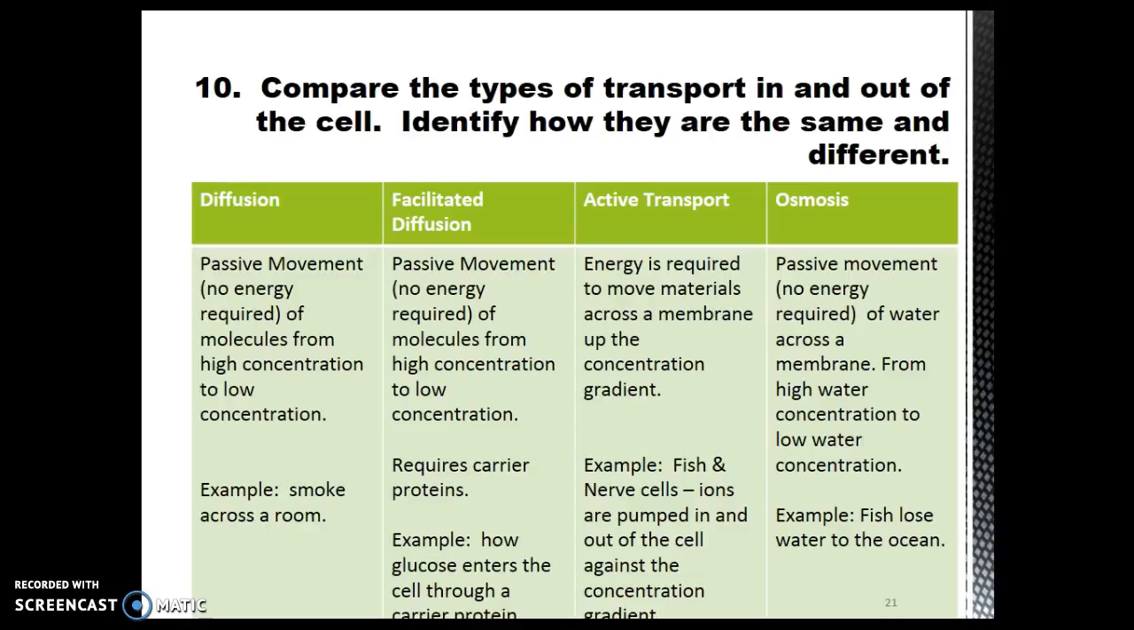Compare the types of transport in and out of the cell. This is question number 10. Identify how they are the same and different. Here are your answers. You can pause this video to write down those answers.